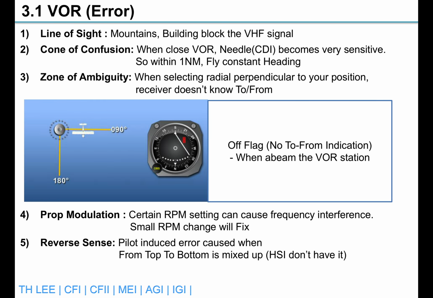First, line of sight limitation. VOR operates in the VHF band, which means it requires line of sight. Mountains, terrain, and even large structures can block the signal. Second, the cone of confusion.